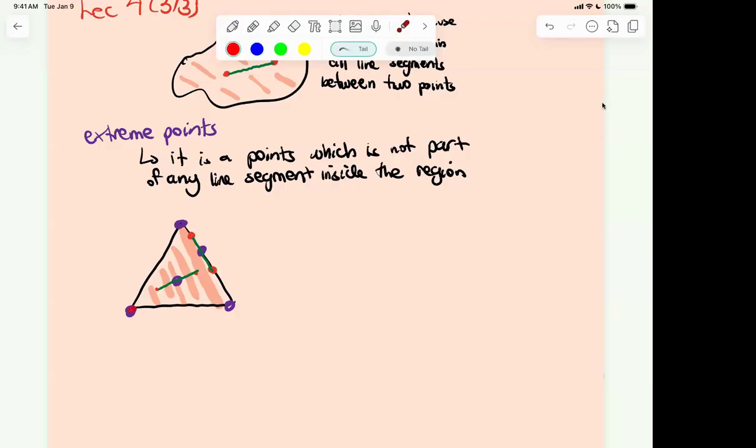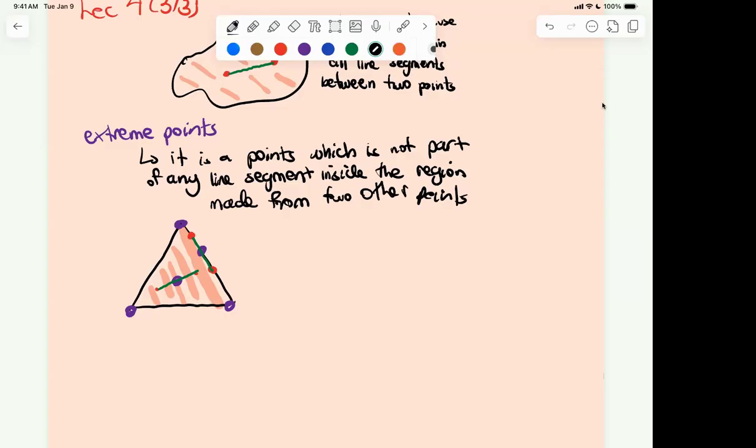But in terms of a picture, you can choose any two points on the triangle and draw whatever line segments you want, but there is no way that a vertex lies in the line segment of two other points, right? That is what makes it extreme. Is that making sense?